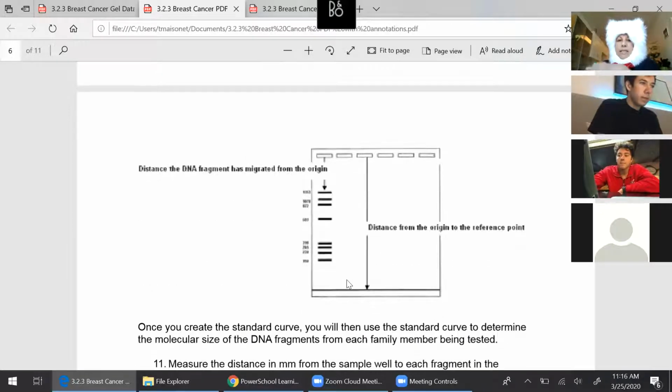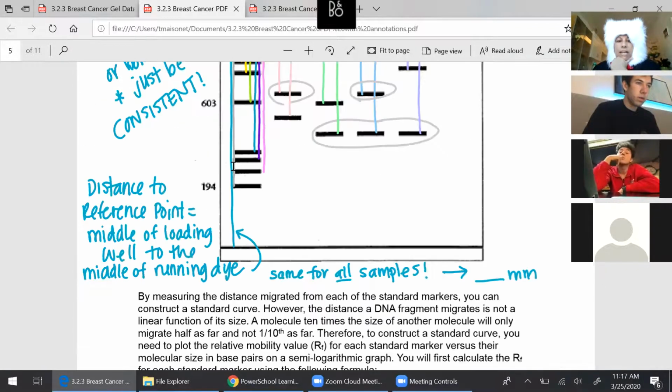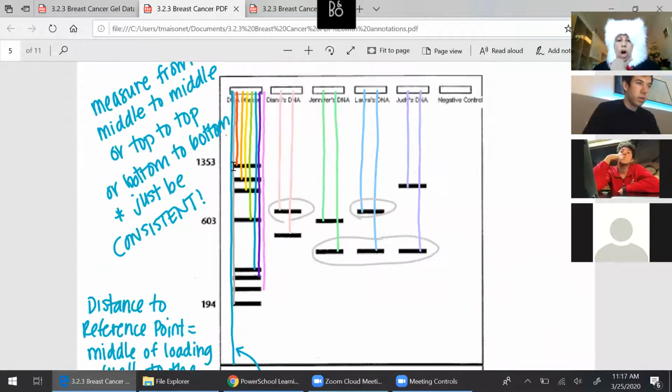I personally think that if you just go through step by step, it pretty much lays it out there for you. However, I'm going to talk you through it just so that you're clear about some of the things that might be a little confusing. Okay, the first thing it asks you to do is measure all of the reference points for the different bands that you see on the gel.